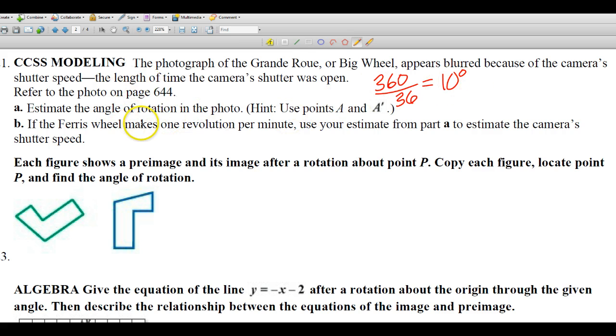Part B, if the Ferris wheel makes 1 revolution per minute, so 60 seconds, use your estimate from part A to estimate the camera's shutter speed. So 10 degrees would be how much of the entire revolution? The entire revolution is 360, so 10 is how much of 360? Well, then that would just be 1/36.